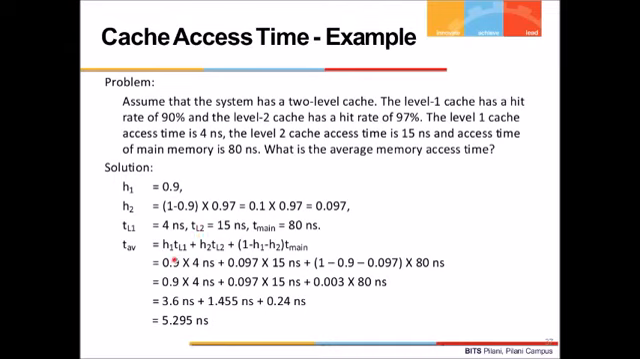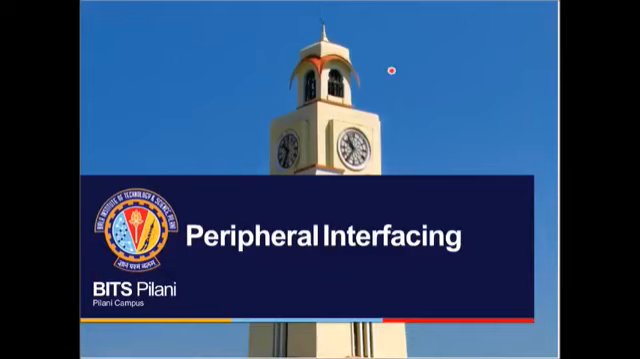So apply the formula. It comes out to be 5.295 nanoseconds. Okay. So this is the average response time, or average memory access time, when there are L1 and L2 cache with these hit ratios and their access times. Okay. So any doubt till now?